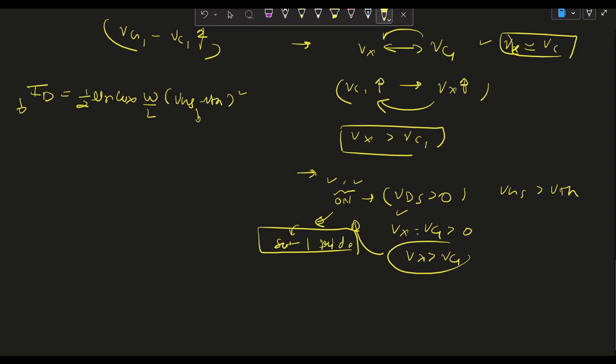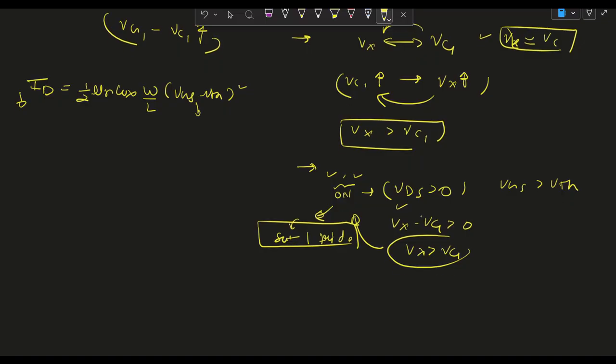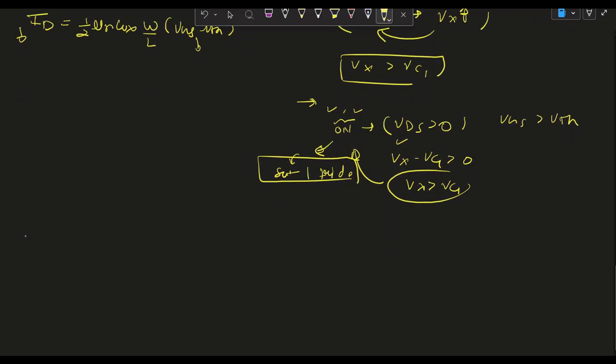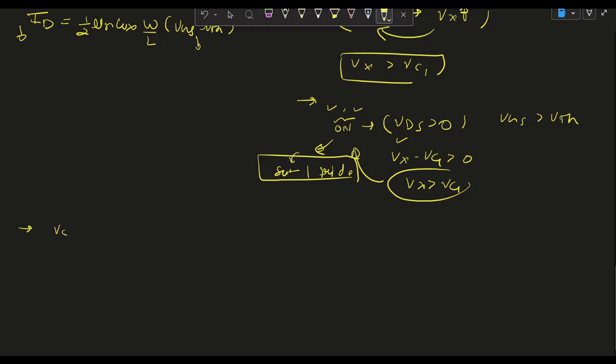Now, moving to the next part. Let's assume that Vc1 increases this much. If Vc1 is increasing, our Vx also increases, and Vx increases that much.